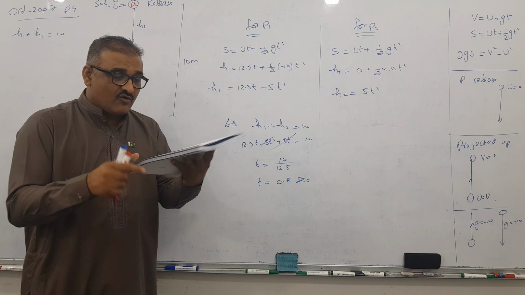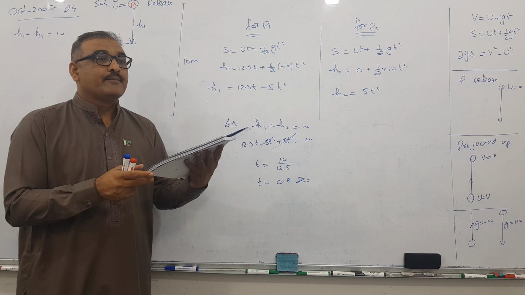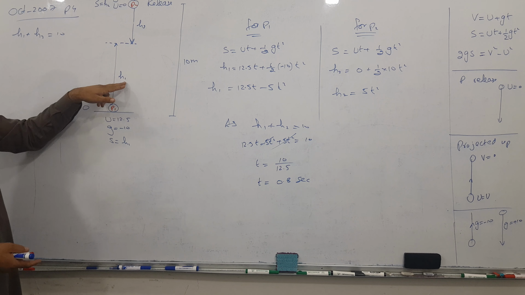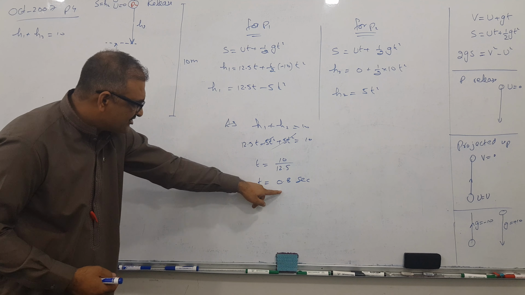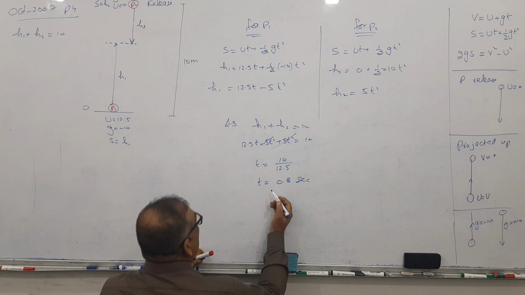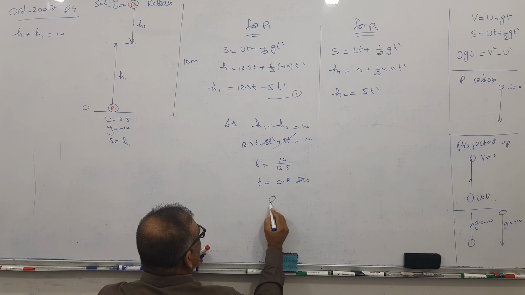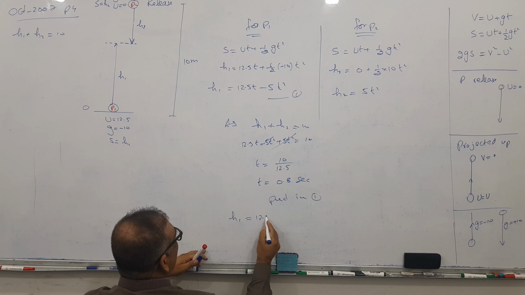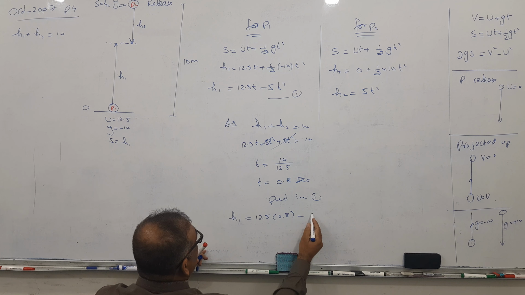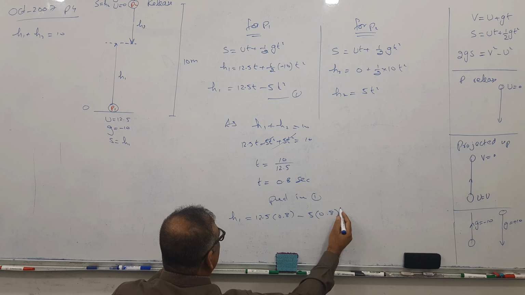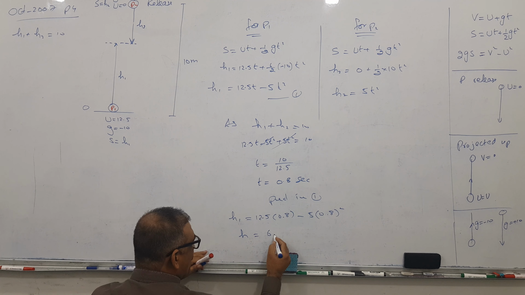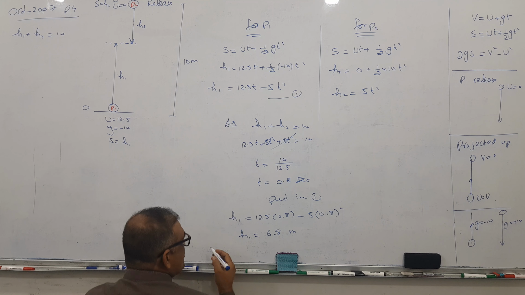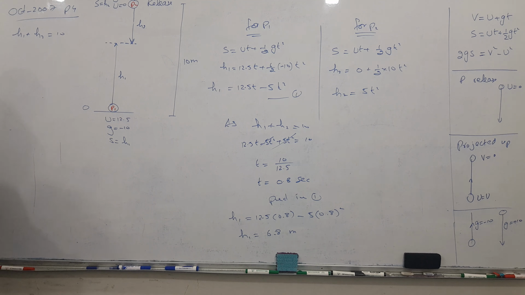Let me read the last line: find the height above O. So the question is about this height, not this one, sorry. So I need h1. Is h1 available? Yes, put this value here. I gave this equation the name 1, so put t in equation 1. Please help me in calculation: 12.5 times 0.8 minus 5 times 0.8 squared. 6.8. 6.8 meters height from O. So this is the height where they meet each other. Clear?